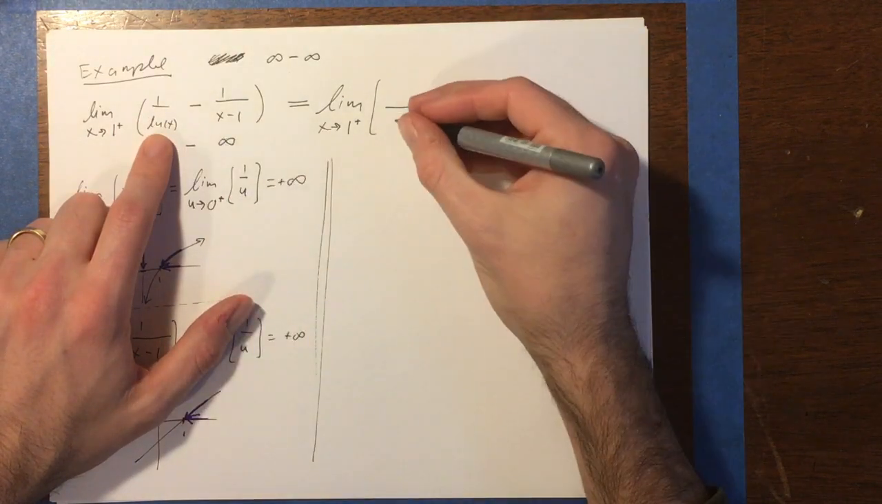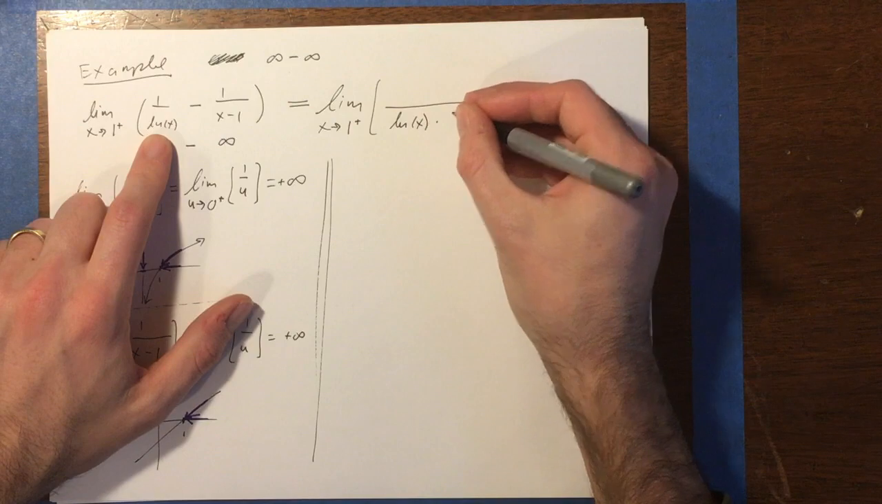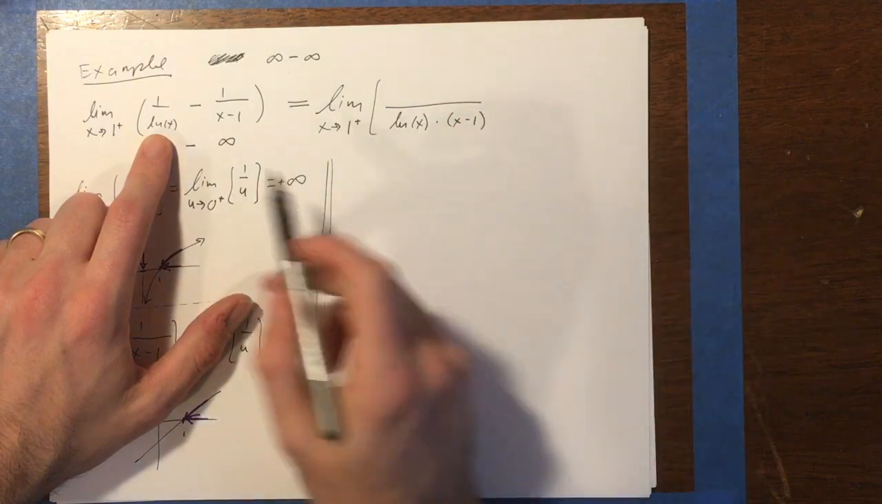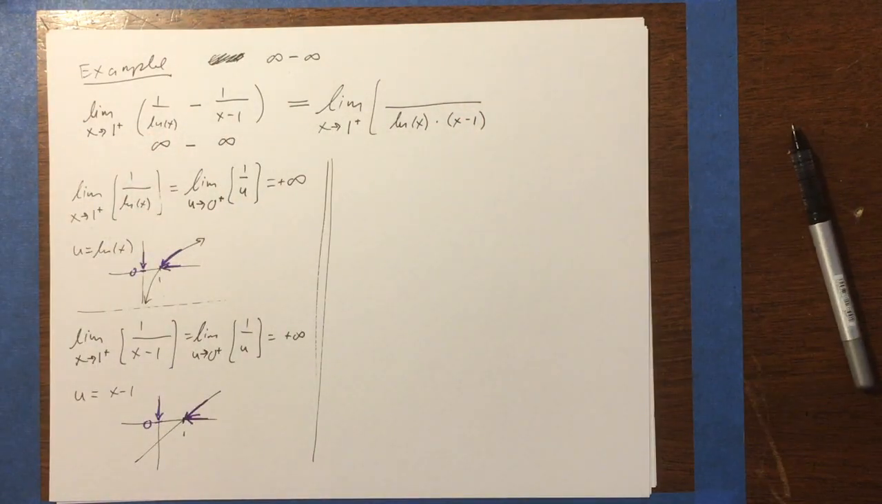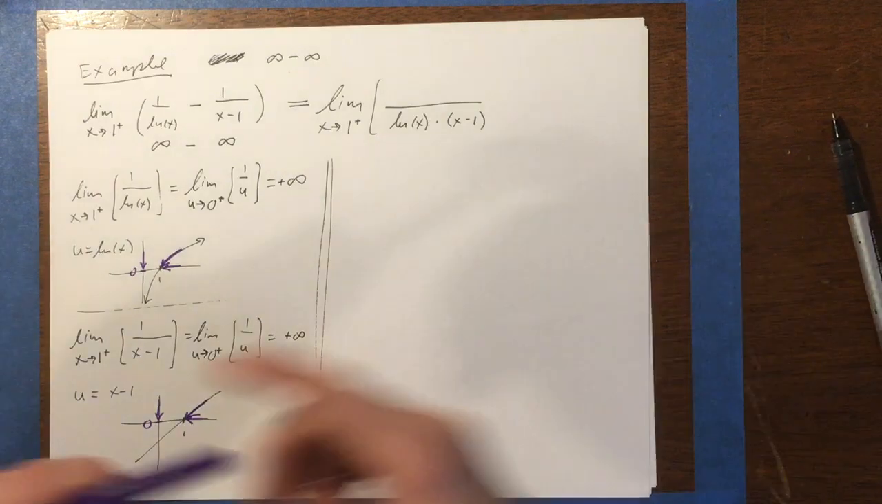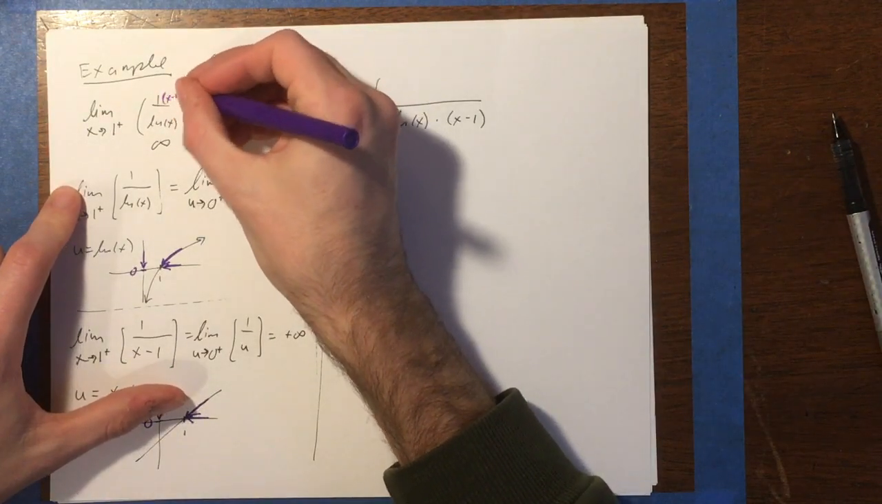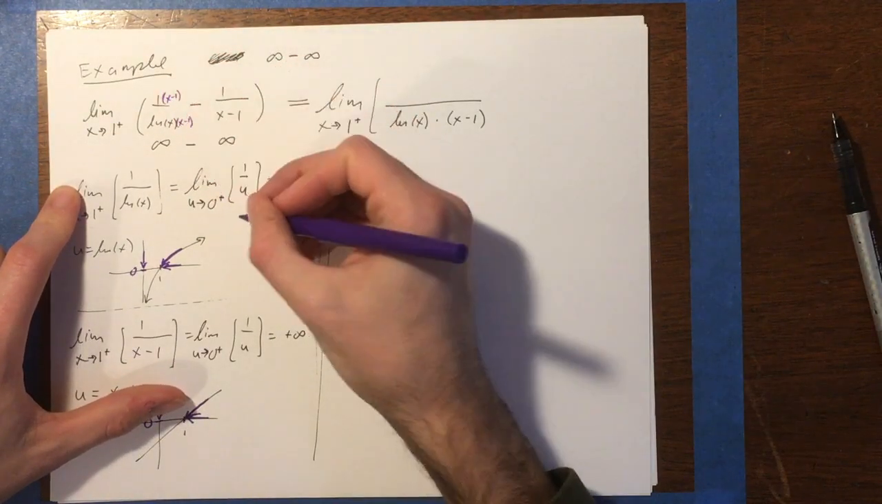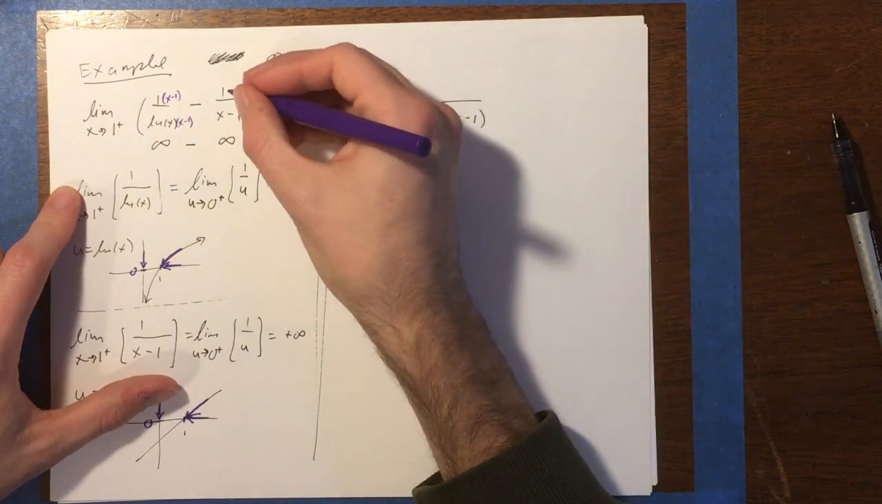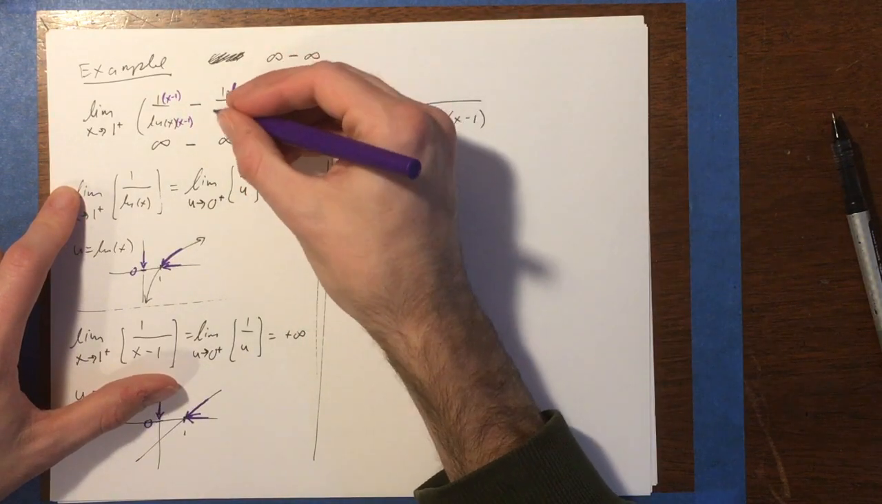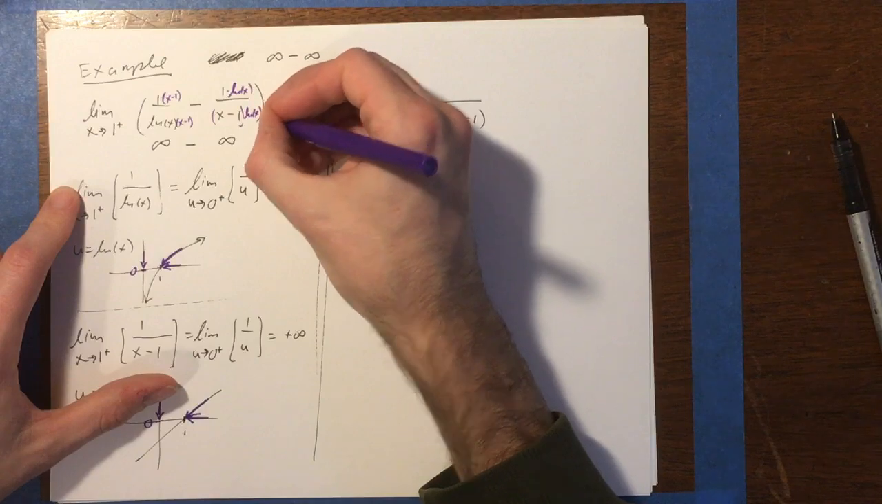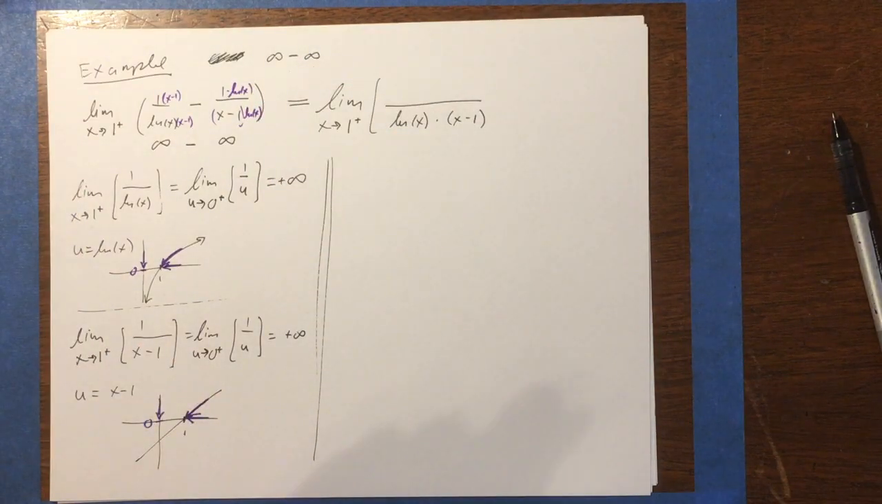So I want my denominator to be the natural log of x times x minus 1. And in order to get that, I need to multiply my first function by x minus 1 over x minus 1, and I need to multiply my second function by the natural log of x over the natural log of x, in order to get a common denominator.